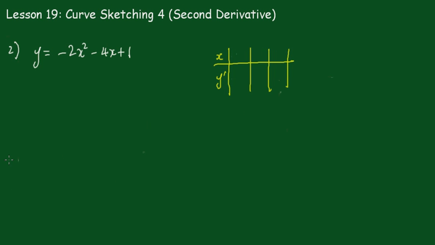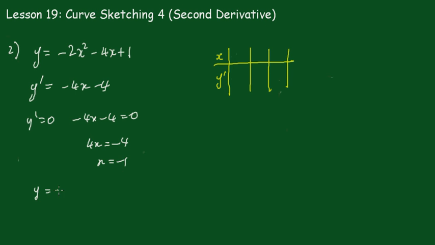Alright, the second one, we have y equals minus 2x squared minus 4x plus 1. And differentiating that, we get y dash equals minus 4x minus 4. So y dash equals 0. We see minus 4x minus 4 equals 0. 4x equals minus 4. That means x equals negative 1. And y equals minus 2 times minus 1 squared, minus 4 times minus 1, plus 1, which gives me minus 2 plus 4 plus 1. That's 5. Take away 2 is 3. So we have a stationary point at minus 1, 3.